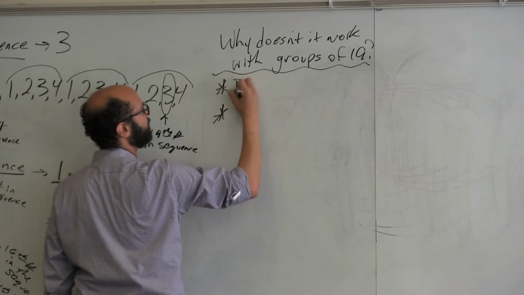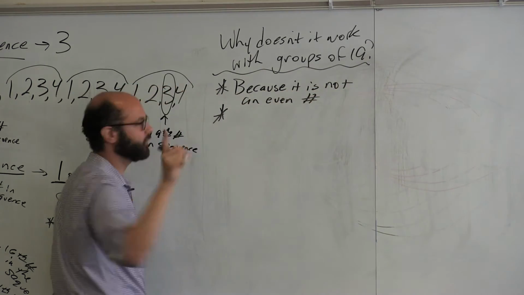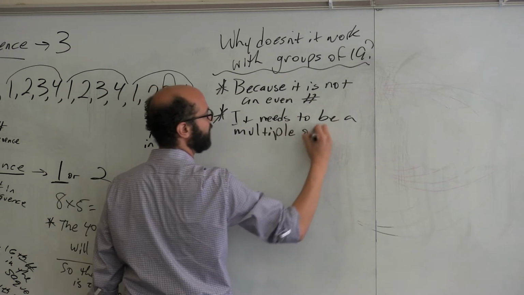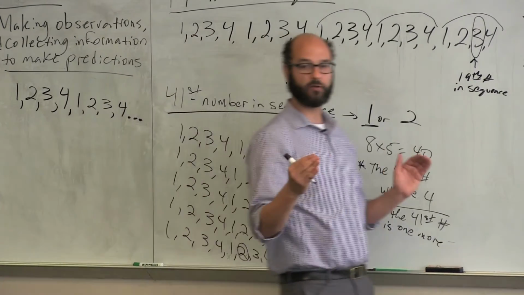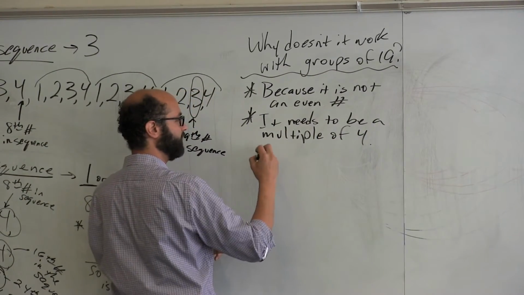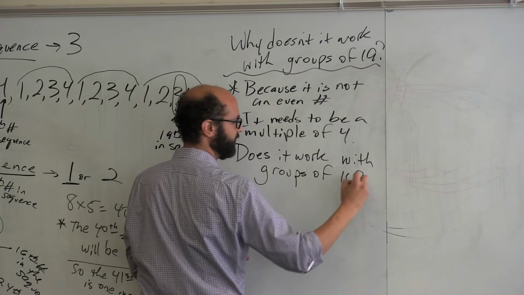I think it's got to be multiples of 4, so it would be like 4, 8, 16. I think 16 would work. So I hear two answers. 32. I heard one possibility because it is not an even number, and another possibility is it needs to be a multiple of 4, right? So 4, 8, 16, or even before that, 12. So the question to answer, if it needs to be a multiple of 4, one possible way to think about it is, does it work with groups of 16? Yep. Okay?